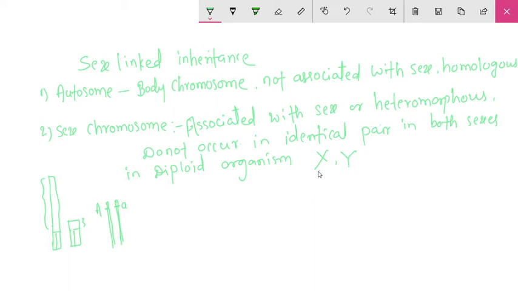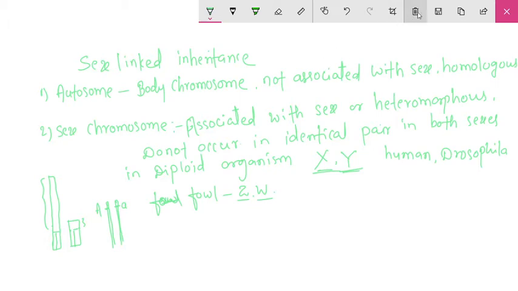The sex chromosomes are of two types, the X chromosome and the Y chromosome, in human beings and Drosophila. But in fowl, which means bird, the Z and W system is present. That means one chromosome is Z and another chromosome is W.